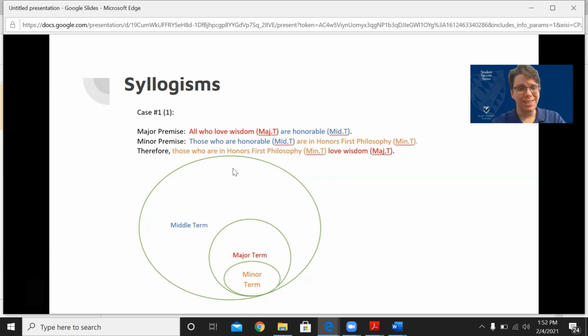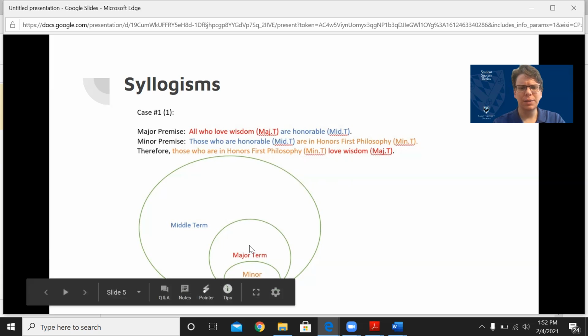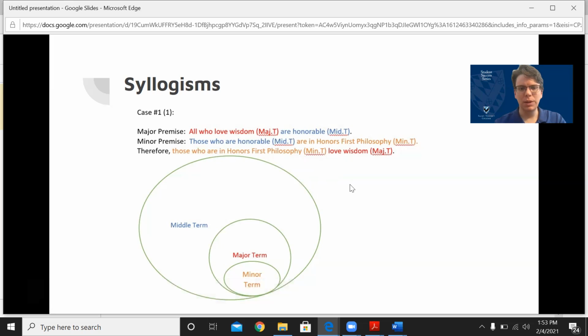What this syllogism has done is, as we go down our premises and get to the conclusion, we are just narrowing down certain individuals within the larger group, or certain details about the individuals within this group. And so it becomes smaller and smaller until we get to that final statement: those who are in honor's first philosophy love wisdom. Okay.